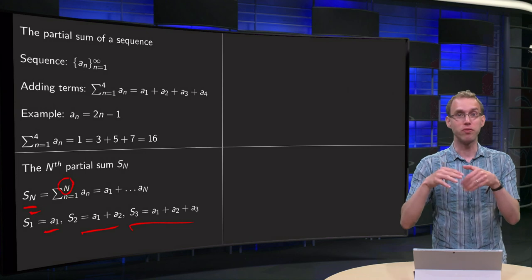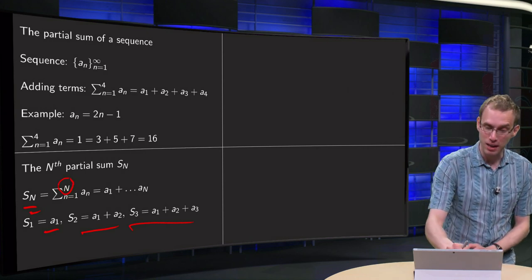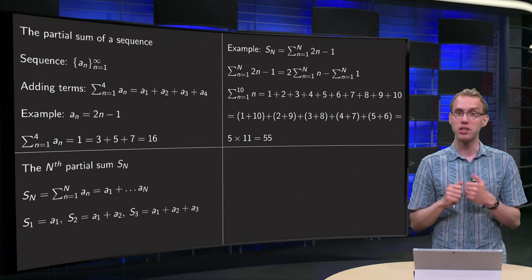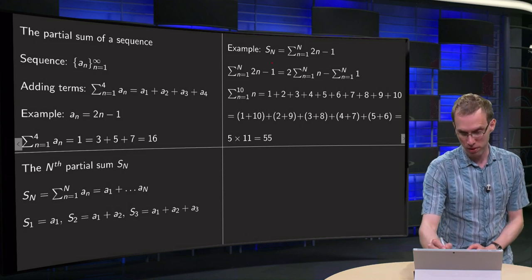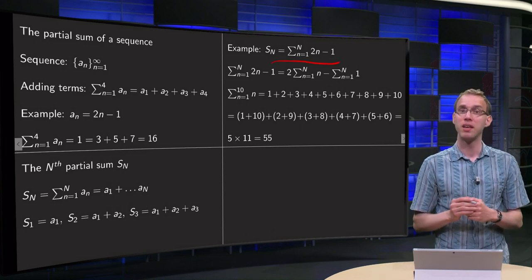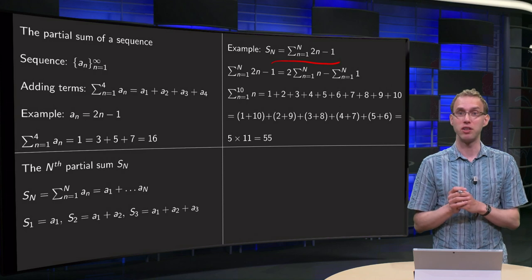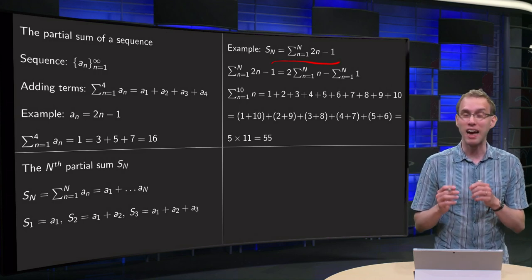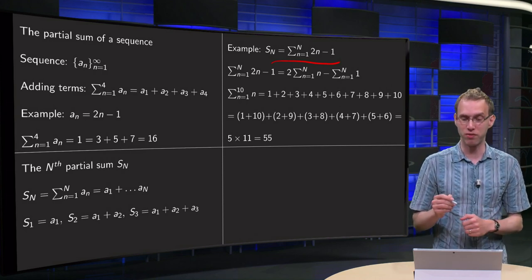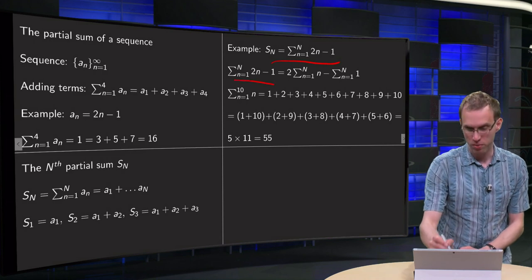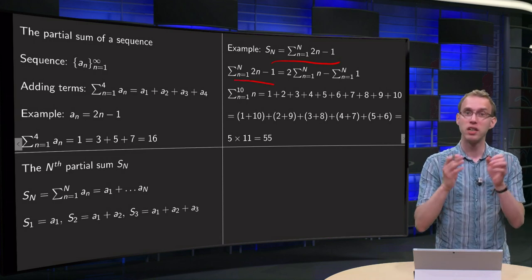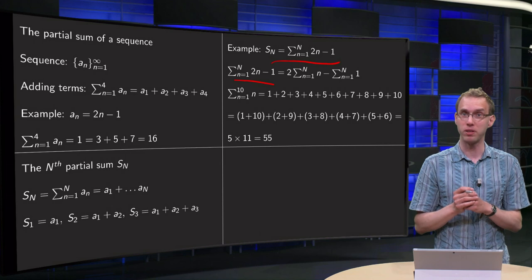In general, we want to find some expression for the capital N partial sum. So can we find that, for example, for 2n minus 1? So the sum of the first capital N terms for 2n minus 1. Well, in fact, we can. We have to do a little trick for that. So we add the first capital N odd numbers.